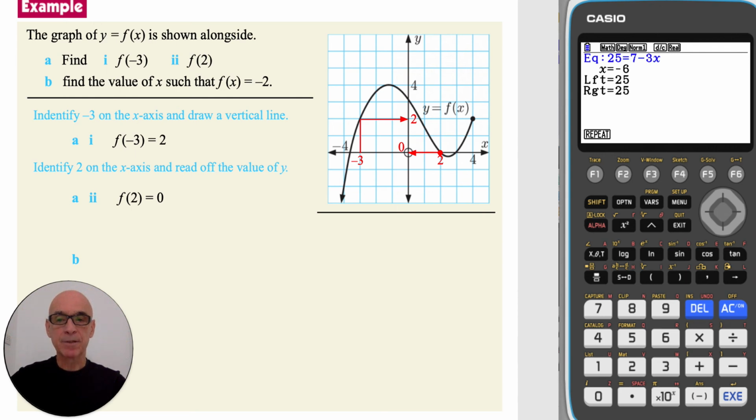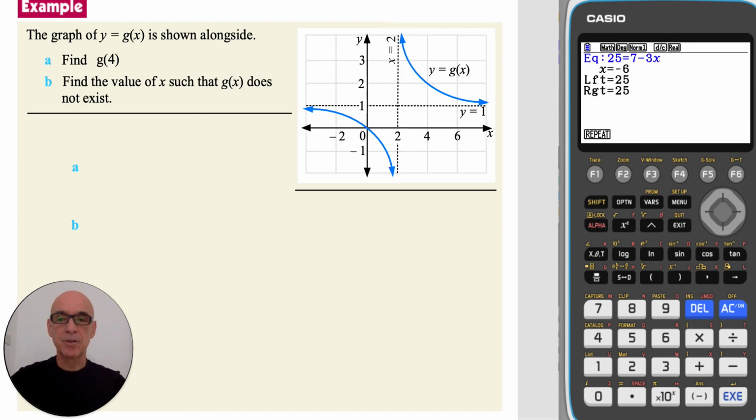In part B, to find the value of x such that f of x is equal to -2, we identify -2 on the y-axis, and then draw a horizontal line to the graph, and a vertical line back to the x-axis. We see that if f of x equals -2, then x has to equal -4.